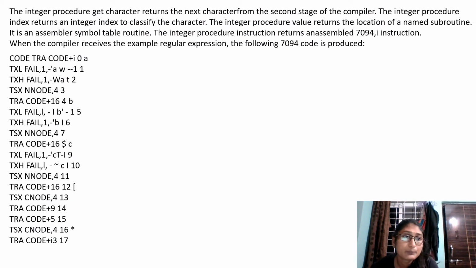The integer procedure get character returns the next character from the second stage of the compiler. The integer procedure index returns an integer index to classify the character. The integer procedure value returns the location of a named subroutine in an assembler symbol table routine. The integer procedure instruction returns an assembled 7094 instruction.